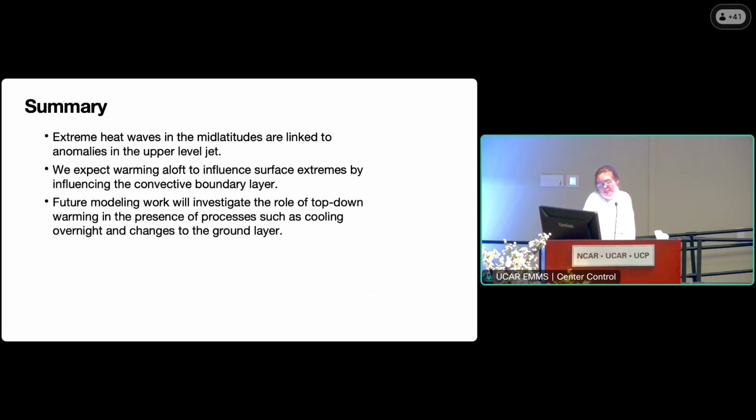So in summary, extreme heat waves in the mid-latitudes are linked to anomalies in the upper level jet stream. We do expect the vertical temperature structure or warming aloft to influence surface extremes, and how they would influence surface extremes is by influencing your convective boundary layer. Future modeling work will investigate the role of this top-down warming mechanism that we can set up very easily back of the envelope, but now in the presence of other processes, such as cooling overnight. How do those processes impact what your morning profile looks like, as well as changes to your surface energy budget?